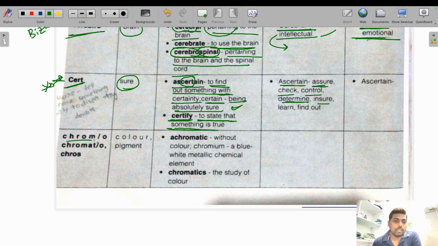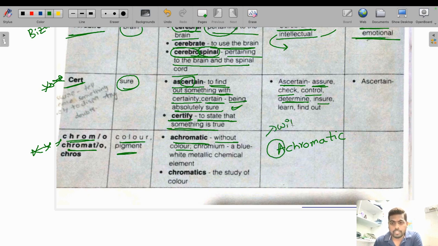Now coming to the next one, chromo or chromato. Make a special note of this one. So basically the meaning of this one is color, or something related to color or pigment. So achromatic. Achromatic means without color. This is derived from two root words. One is a, which means without, as I mentioned in our first class I believe, and chrome means something related to color. So if you combine both of these, achromatic means without color. Chromium is a blue white metallic element, and chromatics is the study of color, because CHROM means something related to color.